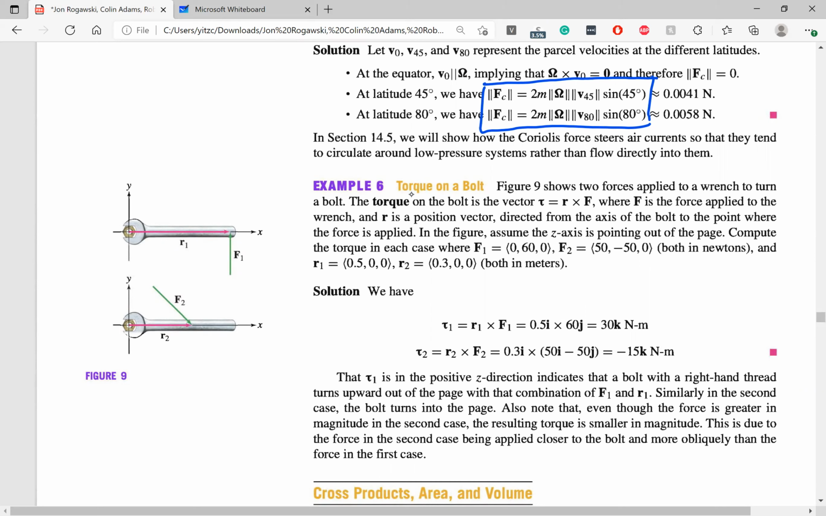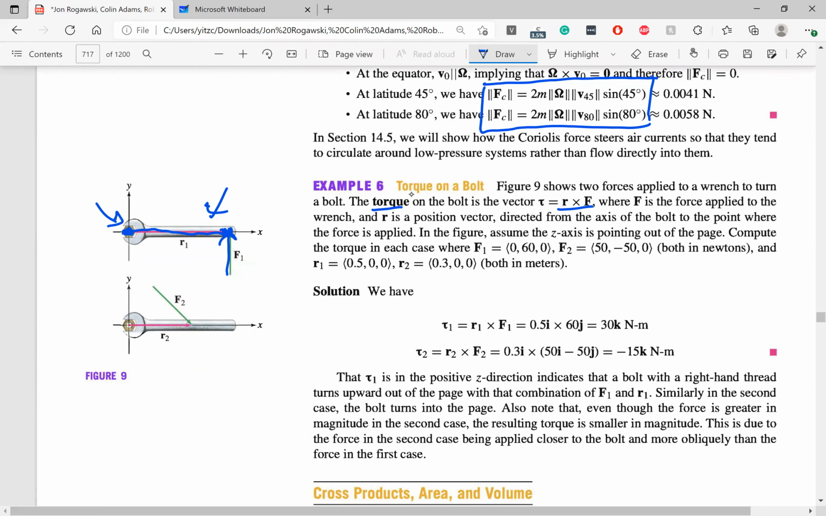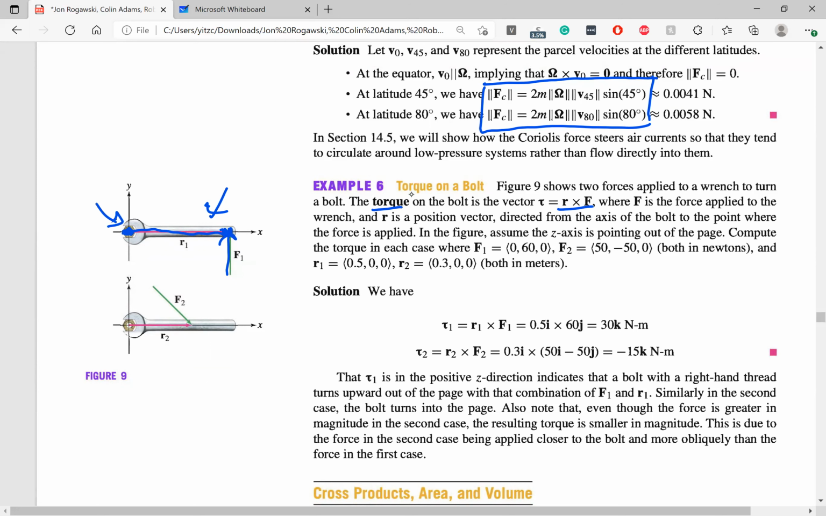So they tell us that you have a wrench like this, and you're trying to turn something, and you're applying a force on it. So here's your force, and you're applying it some radius away. And that's generally what you need for torque. So they tell us the torque is given by R cross F. That's just what the torque is. And F is the force being applied, and R is the vector away from where you are applying. So you're applying the force here, and you're trying to find the torque over here. And so R is this distance vector.